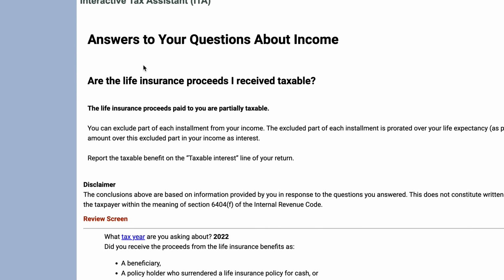So that just about wraps it up for this interactive tax assistant tool, talking about life insurance proceeds and whether or not they're taxable. So we'll put a link in the show notes to this exact page so that you can do this on your own. And the IRS has a lot of different interactive tax assistant tools. So we'll put links to the IRS page on that in our show notes as well.